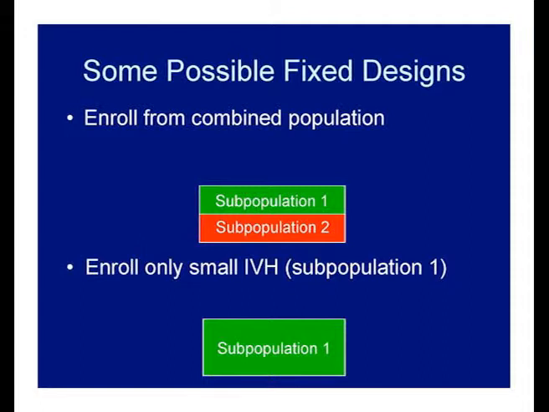Recruitment will take a lot longer because they only make up about a third of the overall population, so you're going to be waiting a lot more time. So that's the disadvantage there. You could essentially do this, and then afterwards you could enroll the large IVH population. But that's going to take much more time, essentially.